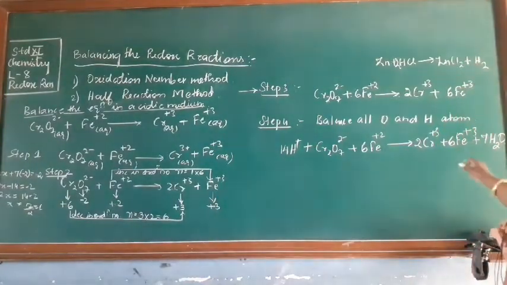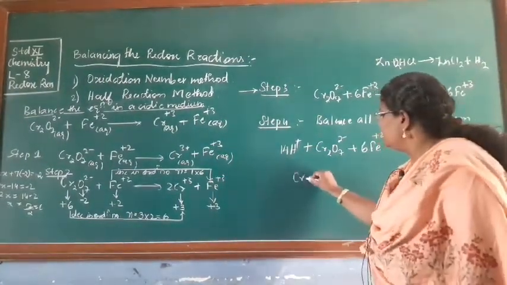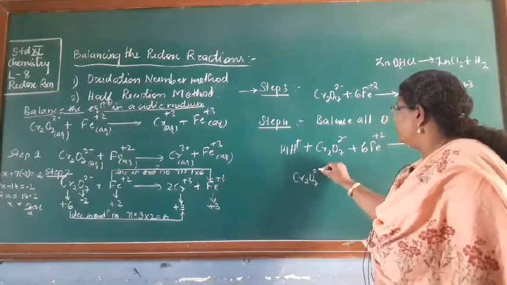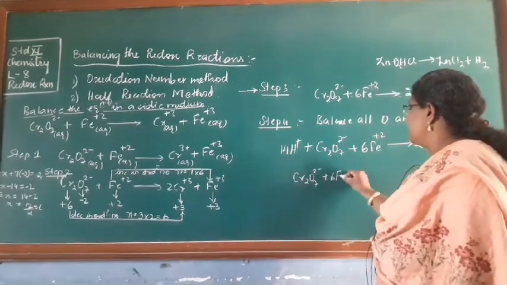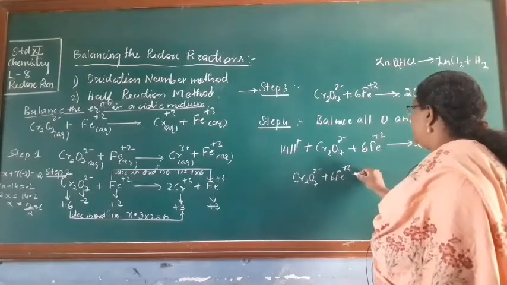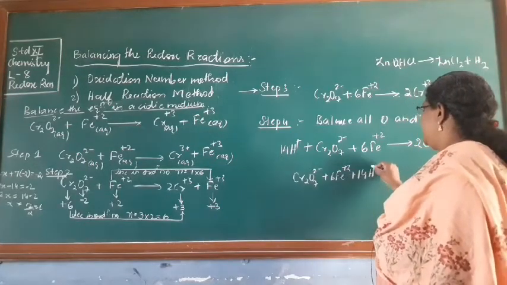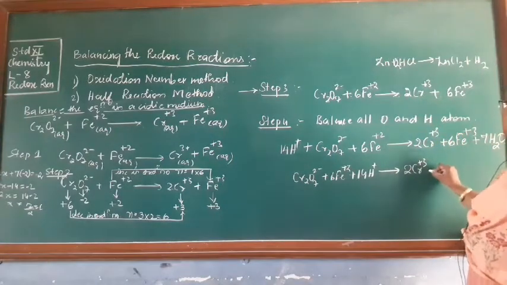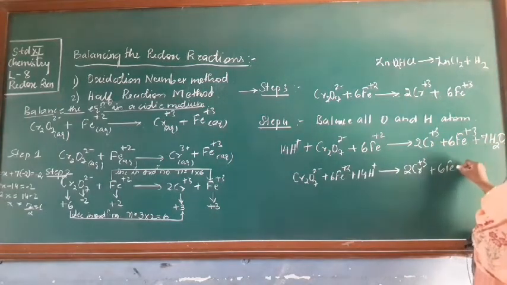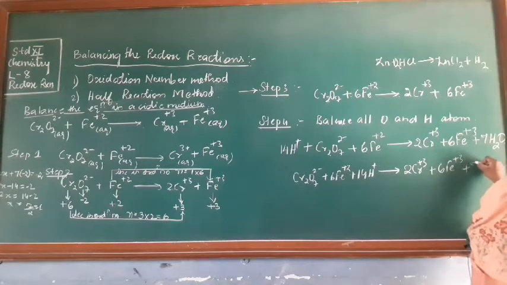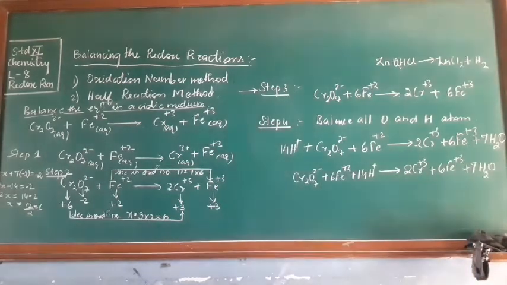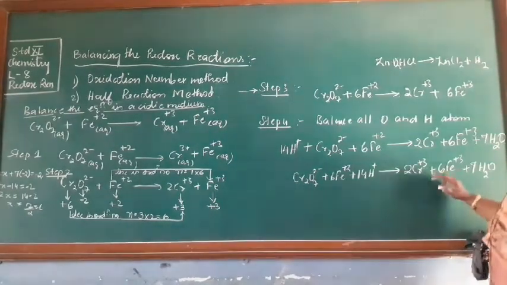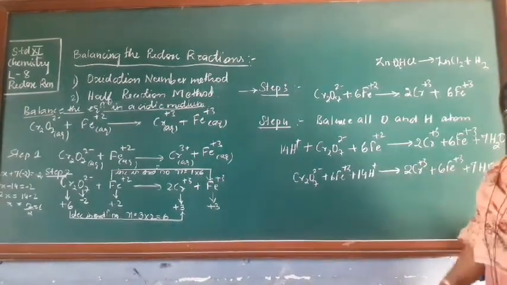Clear? So now we'll write it properly. Cr2O7 2 minus plus 6 Fe plus 2 plus 14H plus gives you 2Cr plus 3 plus 6Fe plus 3 plus 7H2O. अब सभी देख लो कि सब कुछ बैलेंस्ड है कि नहीं, चार्ज के साथ देखने का.